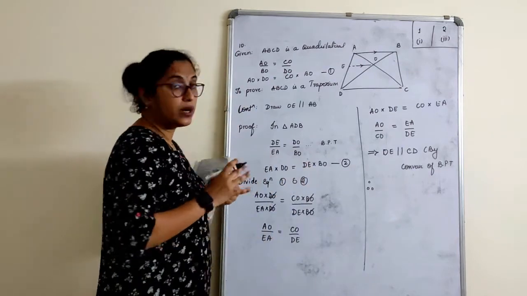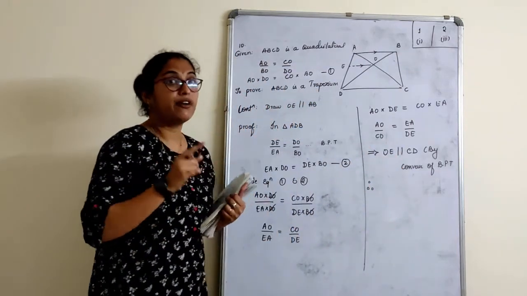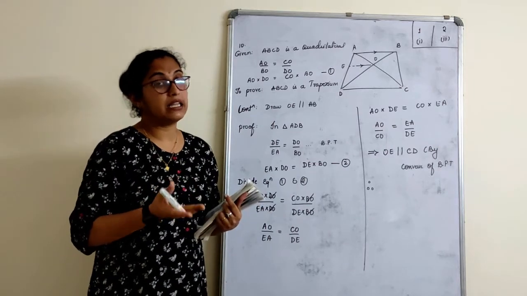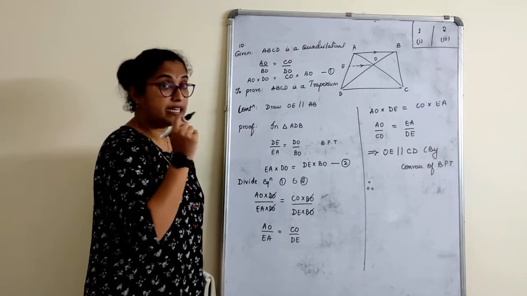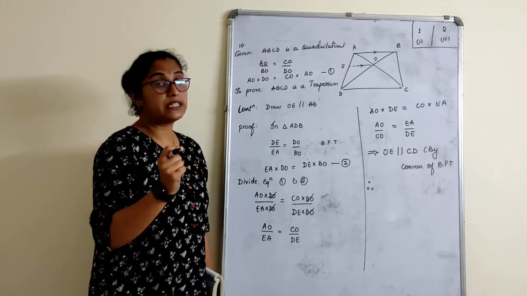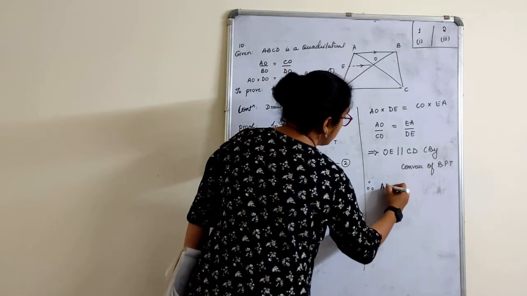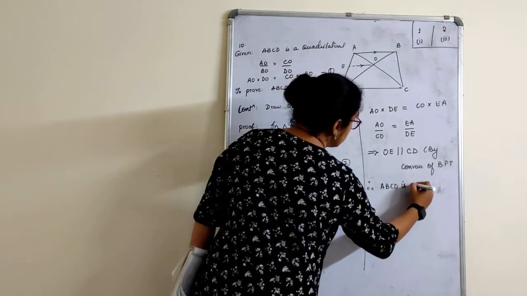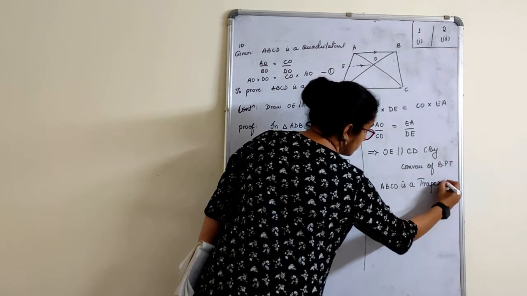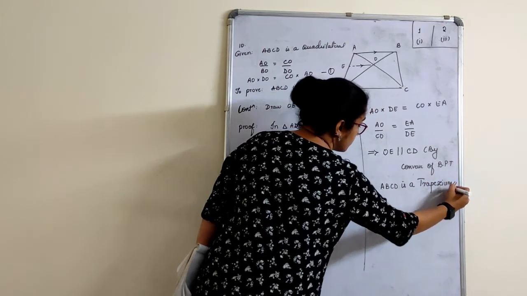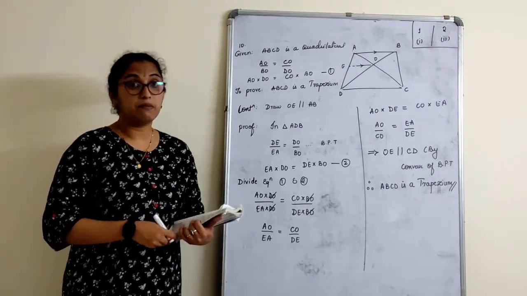Give the conclusion. Therefore, in a quadrilateral, if one pair of sides is parallel, then it is a trapezium. This conclusion is must and should. Therefore, ABCD is a trapezium. Very clear? This is how we prove it. With that, we complete today's session.